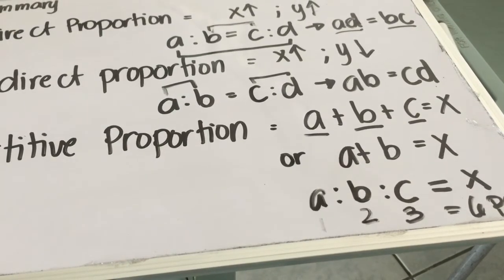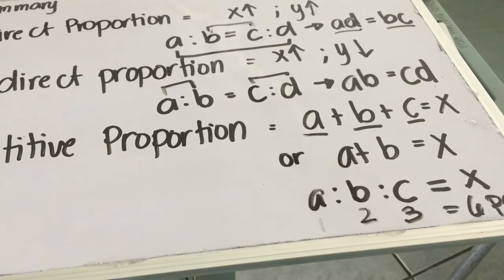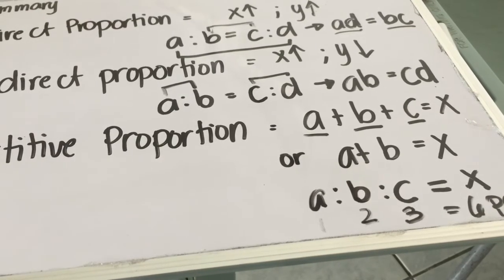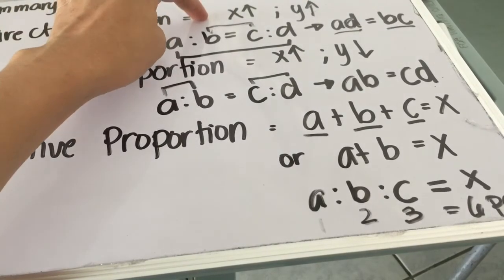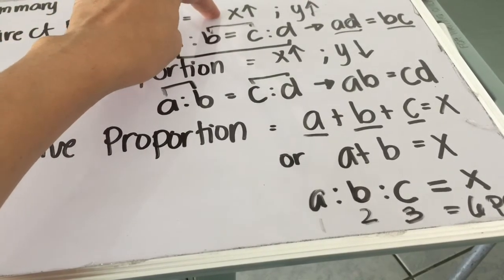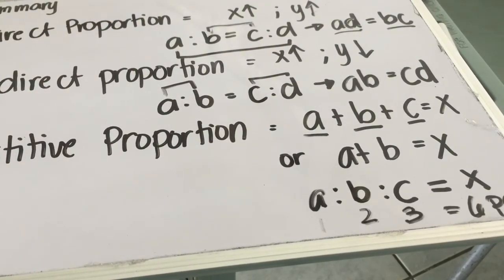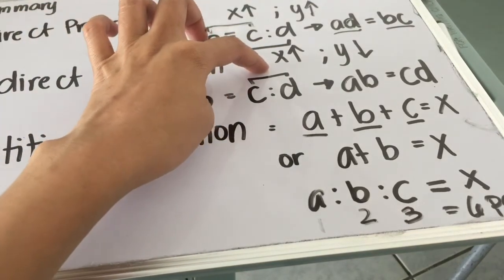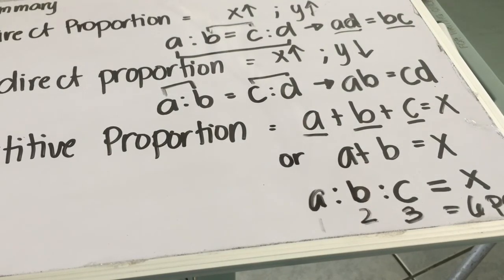So yun. If may problem na ibibigay sa inyo, if i-distinguish if it is direct proportion, indirect proportion, or partitive proportion, first na i-ask nyo sarili nyo, are the variables increasing? If the first variable increases, then the second variable increases, that is direct proportion. Pag naman sa indirect proportion, if the first variable increases, then the y variable decreases.